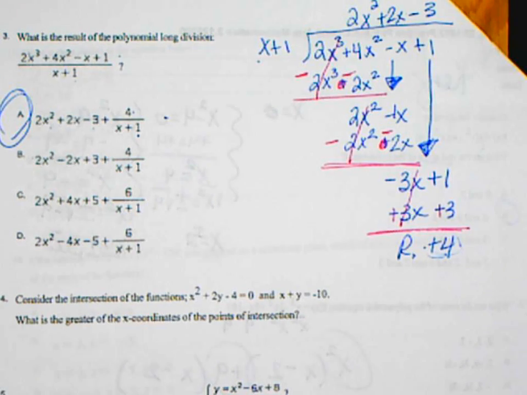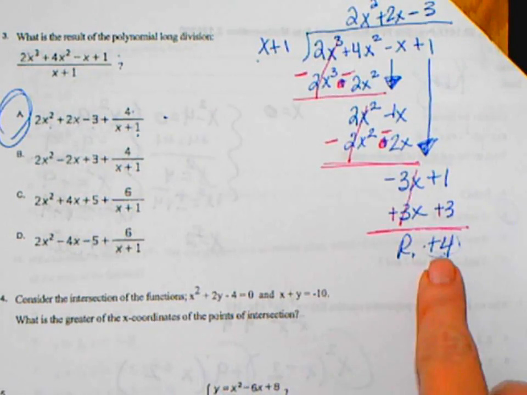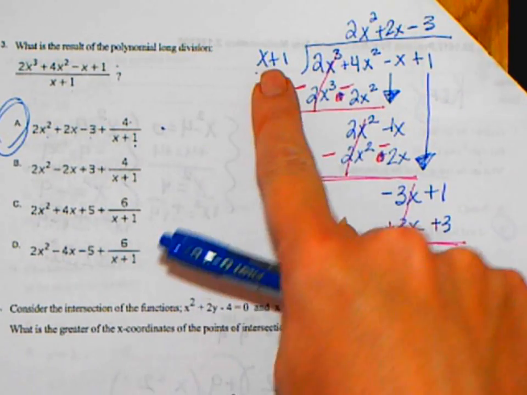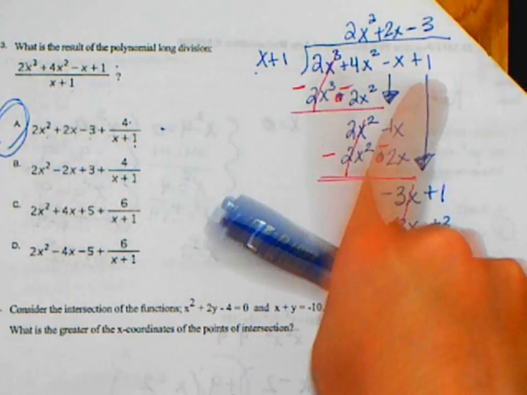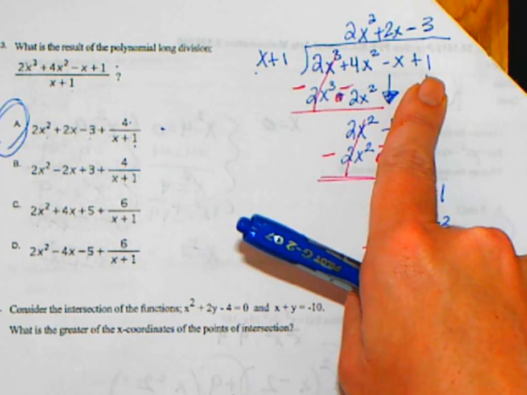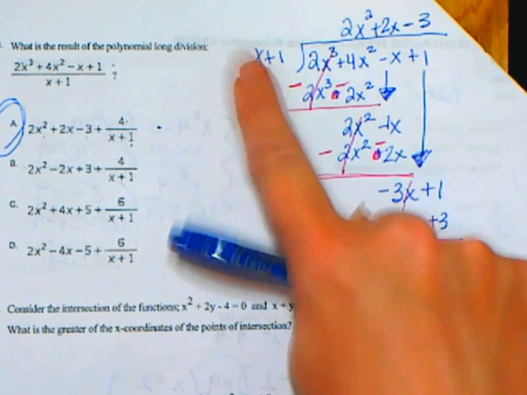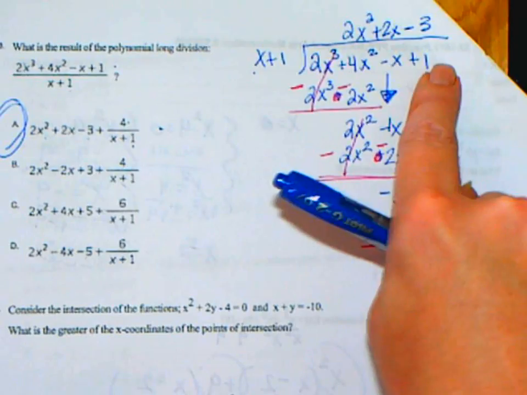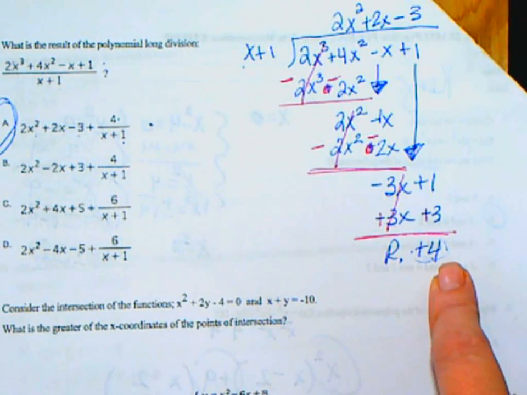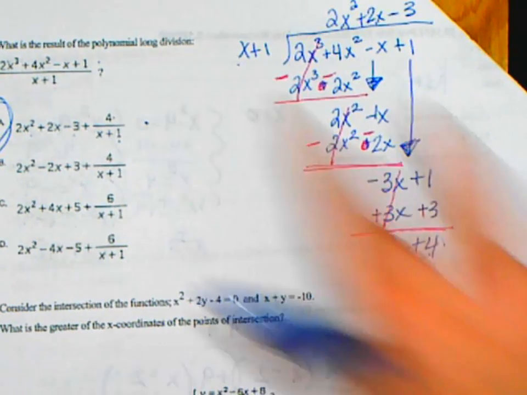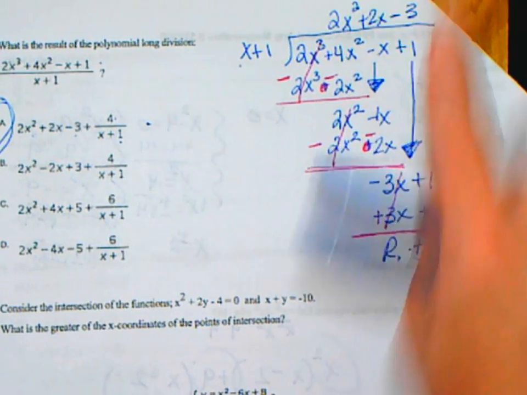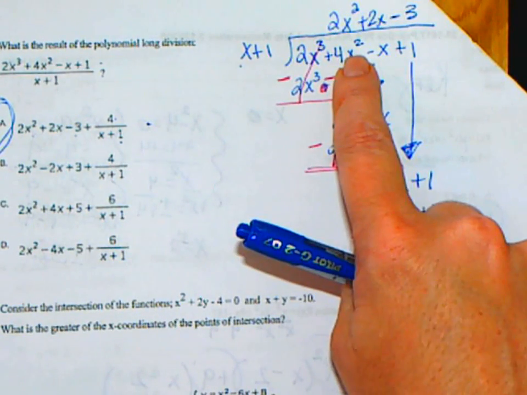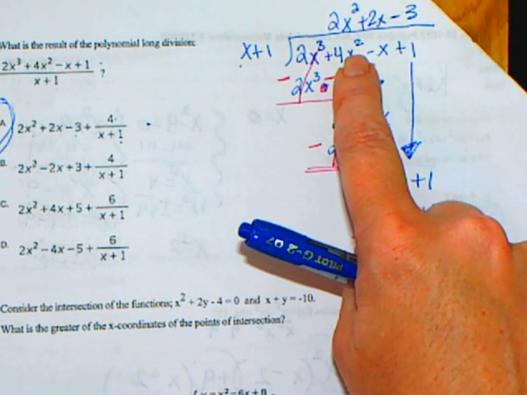Okay, so also, if y'all remember, if we have a remainder, does that mean x plus 1 and 2x squared plus 2x minus 3 are factors of 2x cubed plus 4x squared minus x plus 1? No. Are they factors? No. If I multiply these together, I'm not going to get this because I have a remainder. If I didn't have a remainder, then those two, the divisor and the quotient, would be factors of the dividend. But they're not. Dividend. All right, number 4.